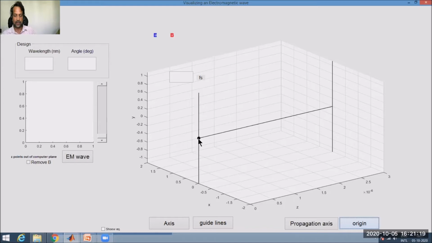Now before going ahead, let me clarify that we are not looking at the source of the electromagnetic wave. Some wave has been created and we are observing it somewhere in space. So we are not presently bothered about the source. That will be dealt with in another video. So let us see the simulation first.